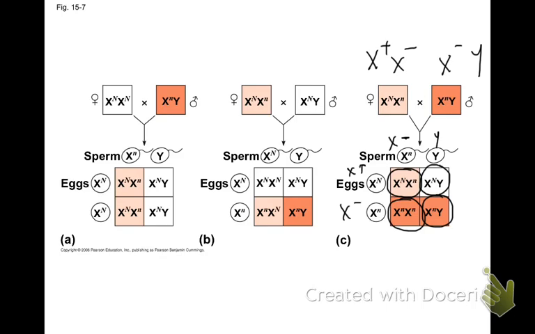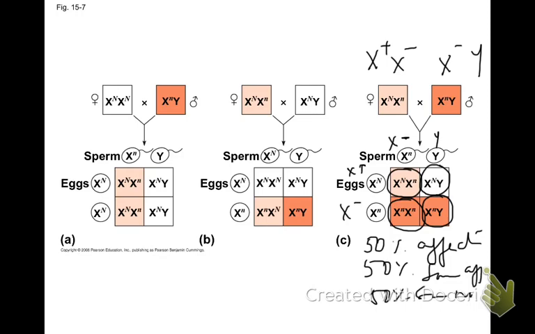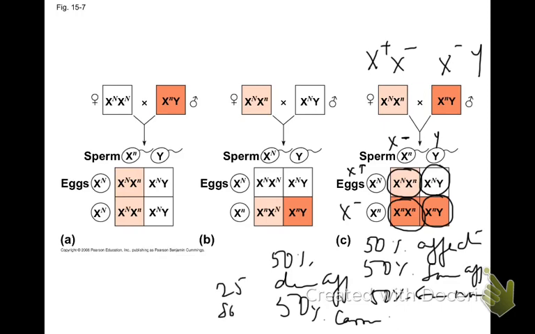These can be expressed in different ways. 50% of their children are affected. 50% of their sons are affected. 50% of their sons are normal. 50% of their daughters are affected. 50% of their daughters are carriers. 25% of their children are normal.